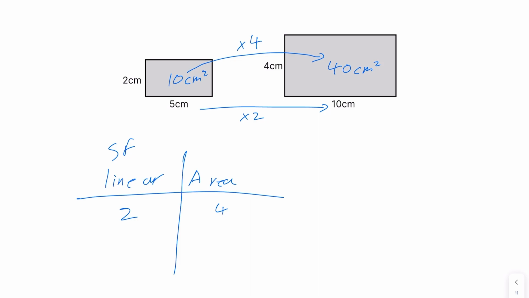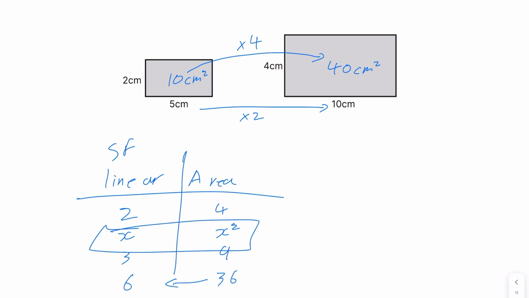So one thing to bear in mind here is that there is a relationship. If you have the linear scale factor as x, the area scale factor is always x squared, okay? So if I said to you the linear scale factor for something is 3, you can tell me straight away that the area scale factor is going to be 9. And equally, if I said the area scale factor for something is 36, to go backwards, we just square root. So that is going to be 6. Okay, so that is the relationship here, x and x squared.